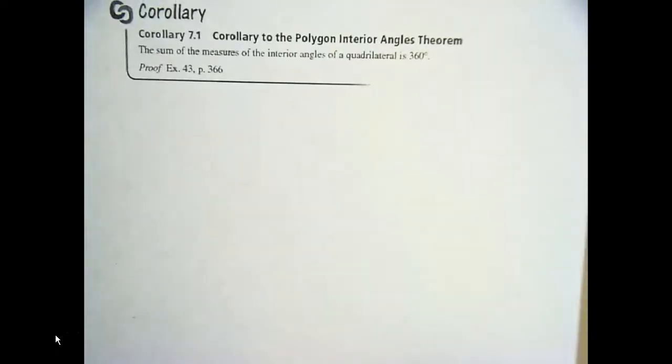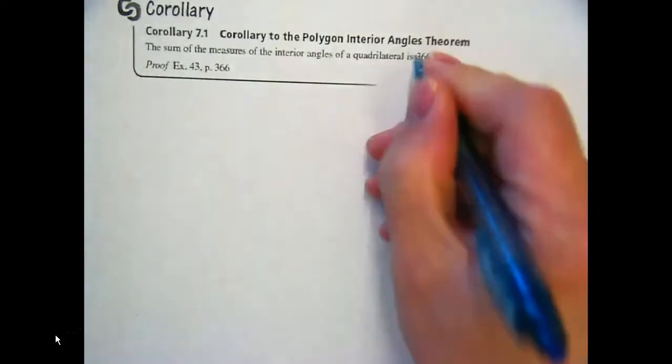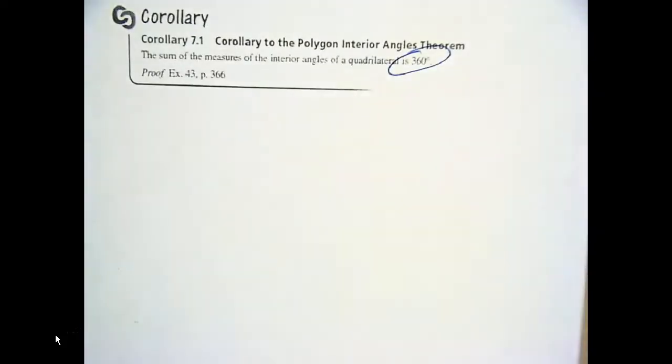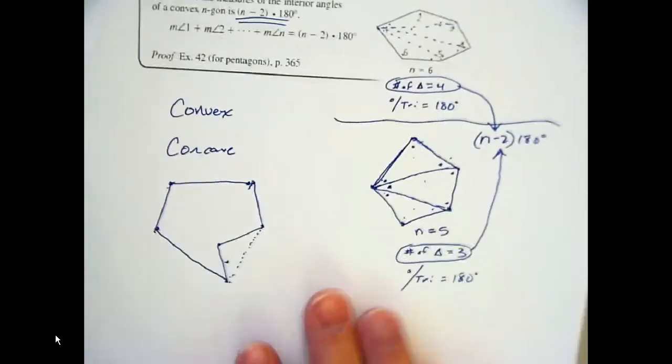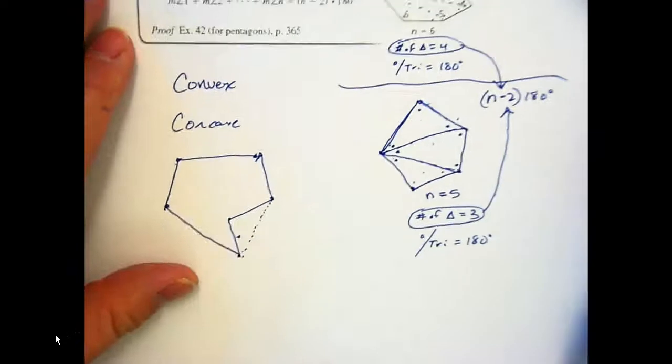The sum of the measures of the interior angles of a quadrilateral is 360. Most of you already knew that. All the angles of a quadrilateral add up to 360. Tell your neighbor what the exterior angles of a quadrilateral or of a polygon add up to.